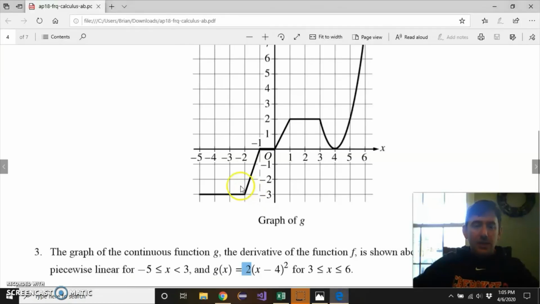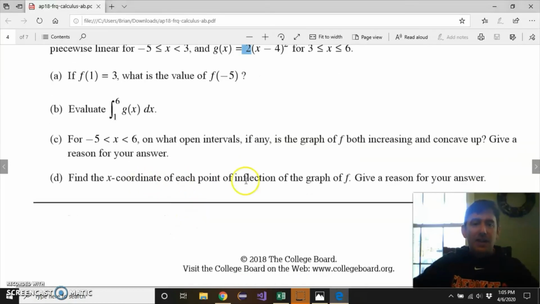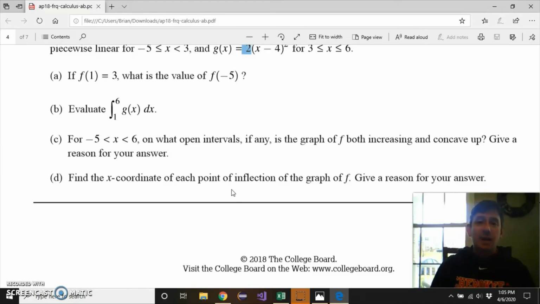Okay, let's jump to D. Find the x-coordinate of every point of inflection of the graph of f and give a reason for your answer. We sort of did all the legwork for this in the last question. You have a point of inflection when f double prime changes from positive to negative, because that means you went from concave up to concave down. Or if it changes the other way, if you change from concave down to concave up, you have a point of inflection. So you're looking for where f double prime changes from positive to negative or negative to positive.